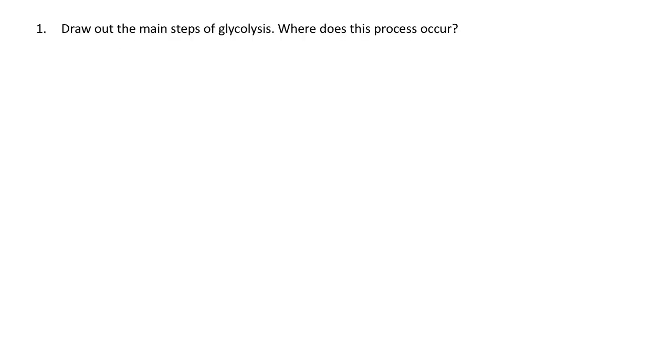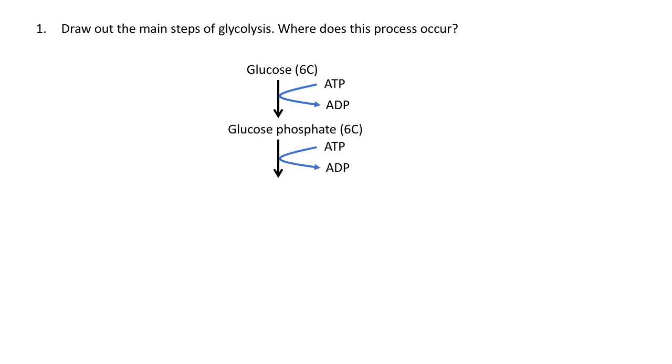Okay, so question 1. So you should have written out the main steps of glycolysis and then stated where glycolysis occurs. So for the process of glycolysis you should have had this. Remember, that process of adding a phosphate group to a molecule is called phosphorylation.